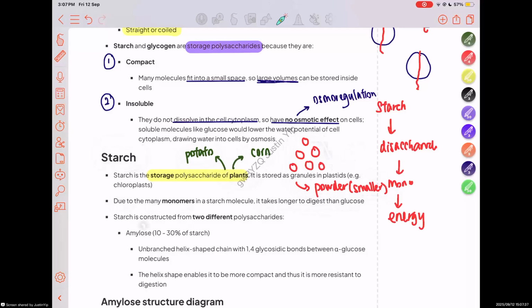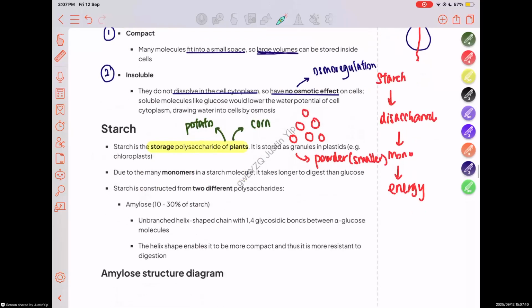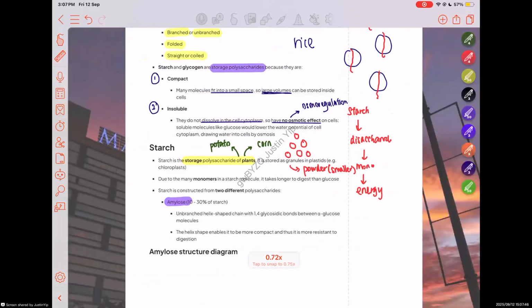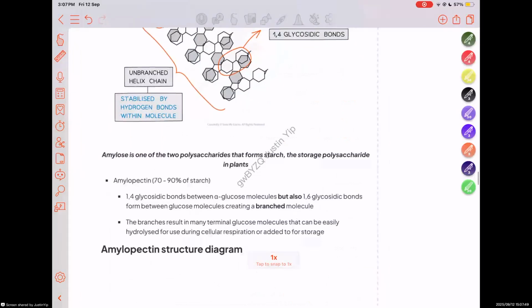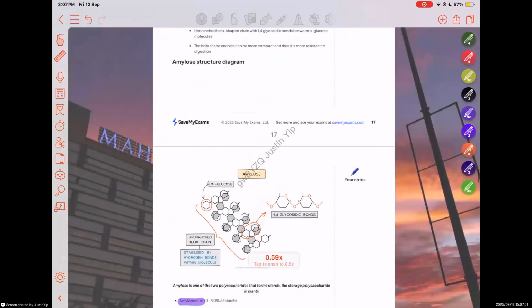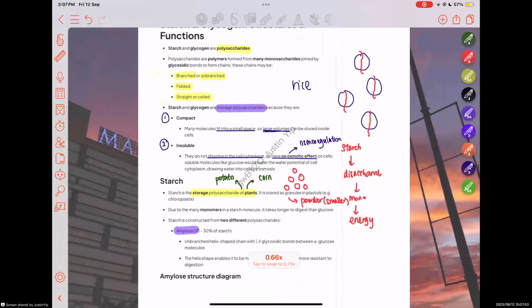And our starch is constituted and constructed from two different polysaccharides. One is called amylose. Another one is called amylopectin. So this one, after the break, we will enter this part.